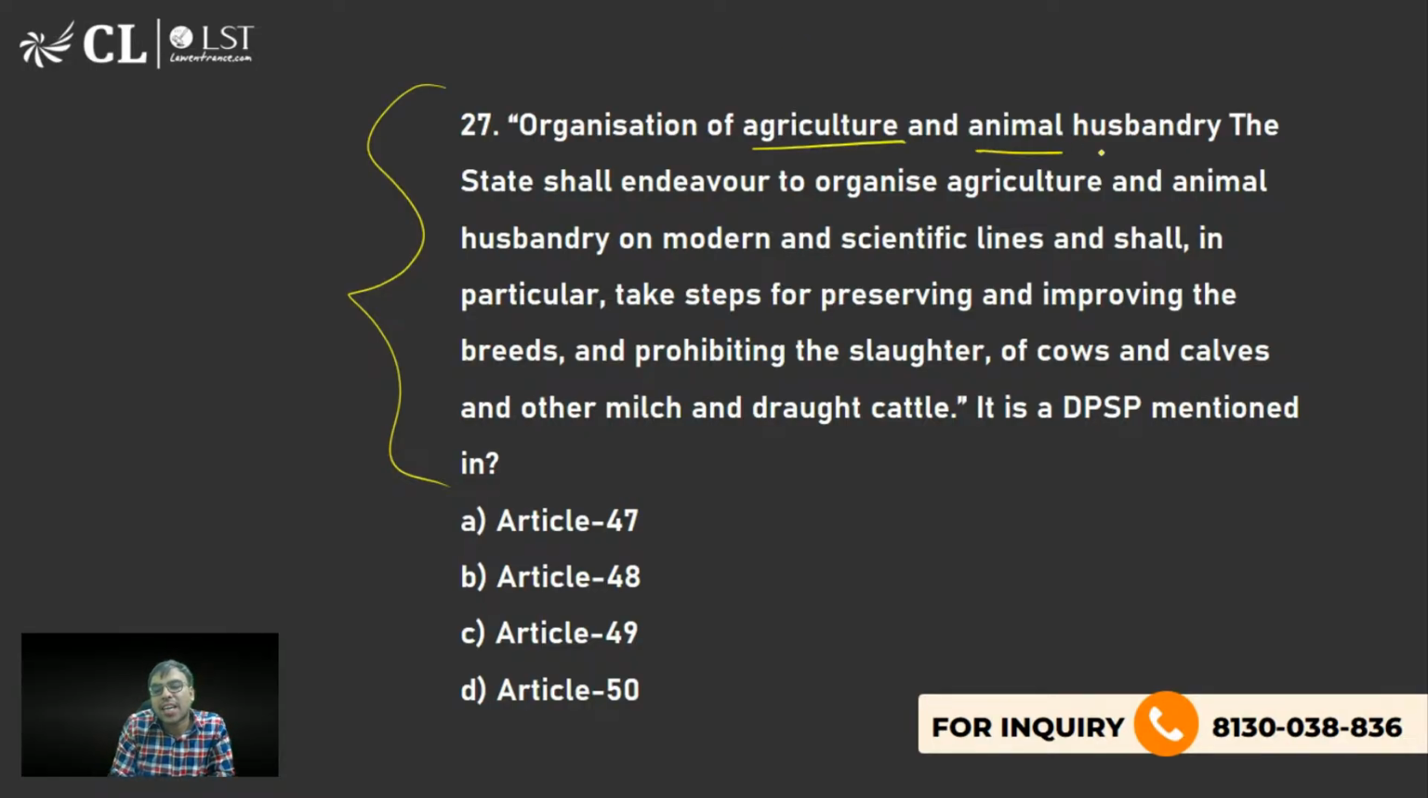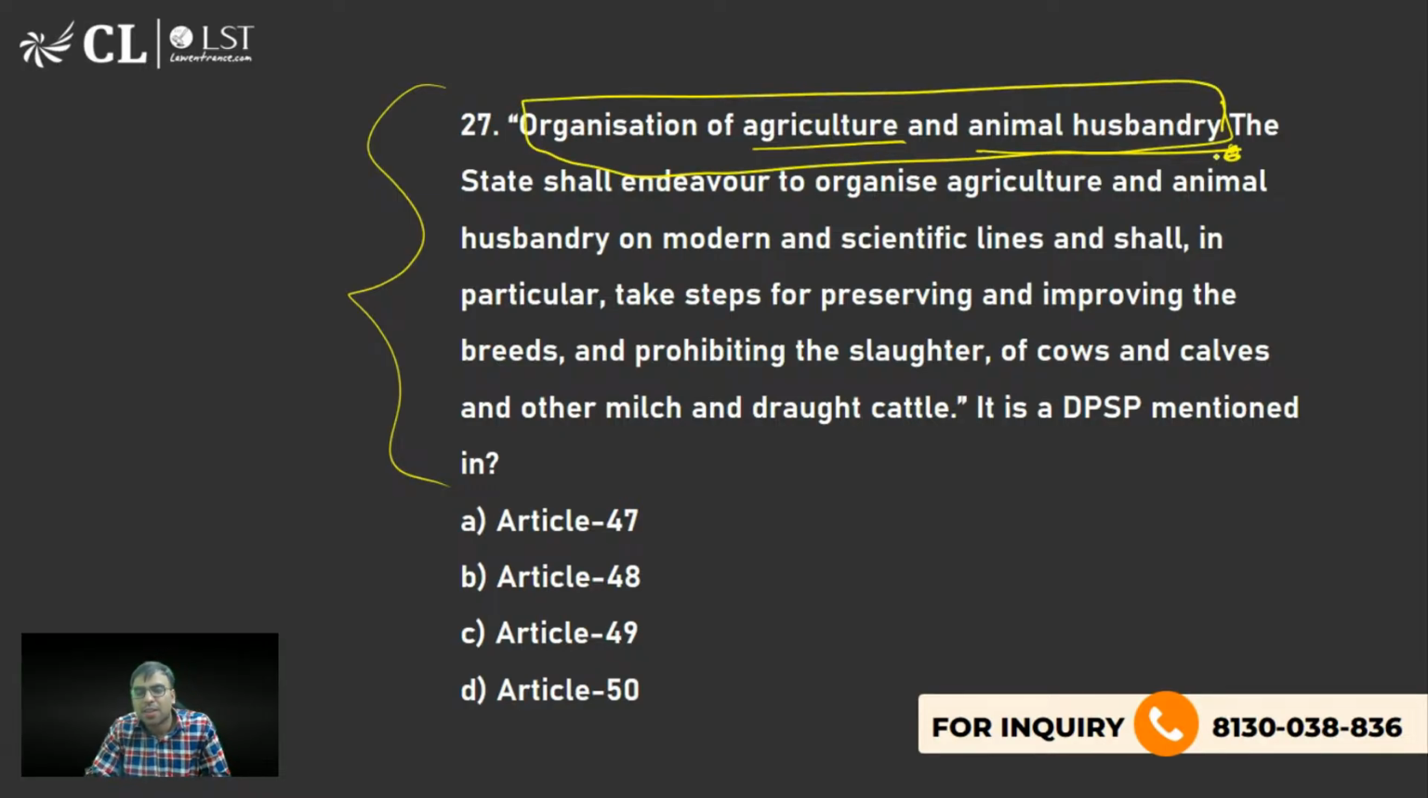Organization of agriculture and animal husbandry. Actually, this is the headline, and after that the statement starts here, up to the full stop. The state shall endeavor, meaning try, to organize agriculture and animal husbandry on modern and scientific lines.